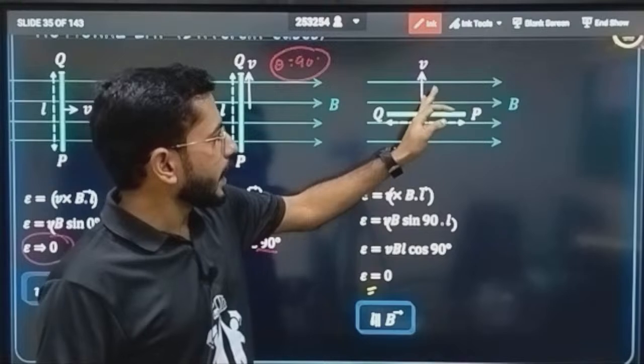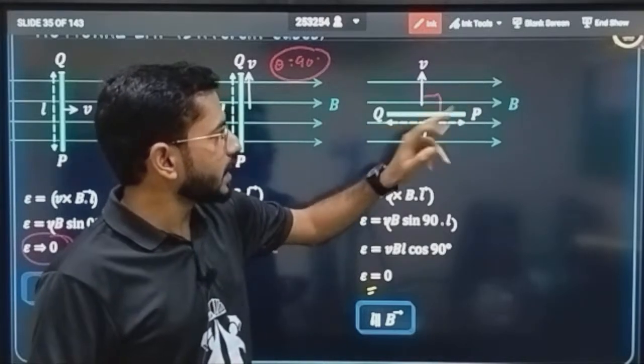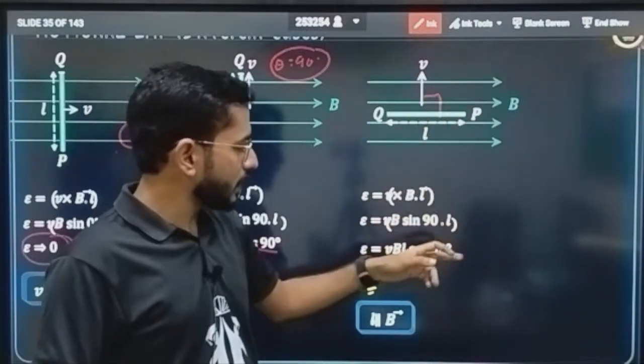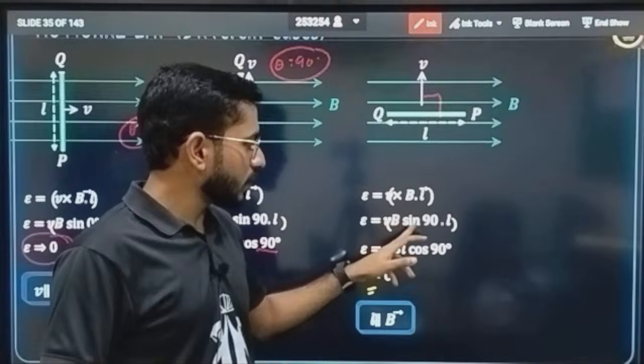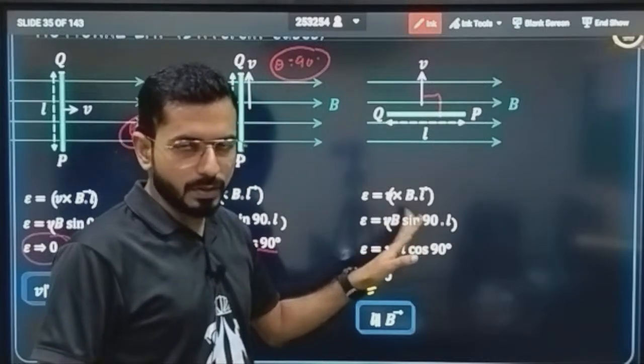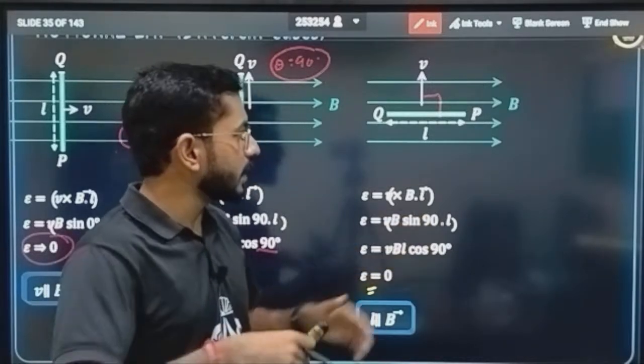V cross B. Now here, what is the initial angle between them? The initial angle between them is again 90. That means the first time when you are doing V cross B, you will be getting sine of 90. That is fine. VB will be the result. Now you have to take the resultant vector.